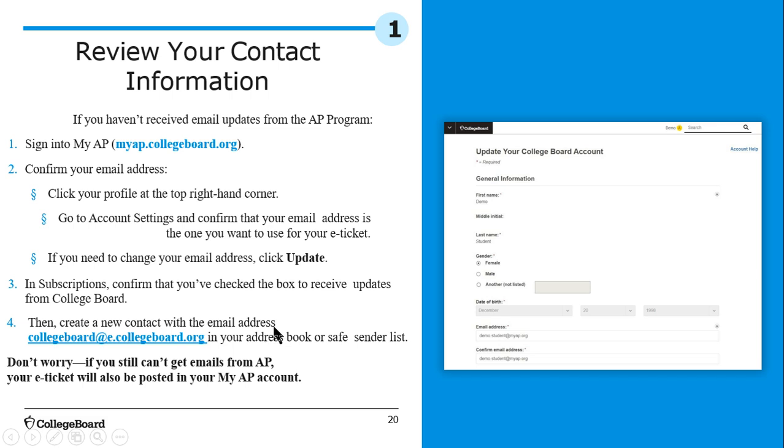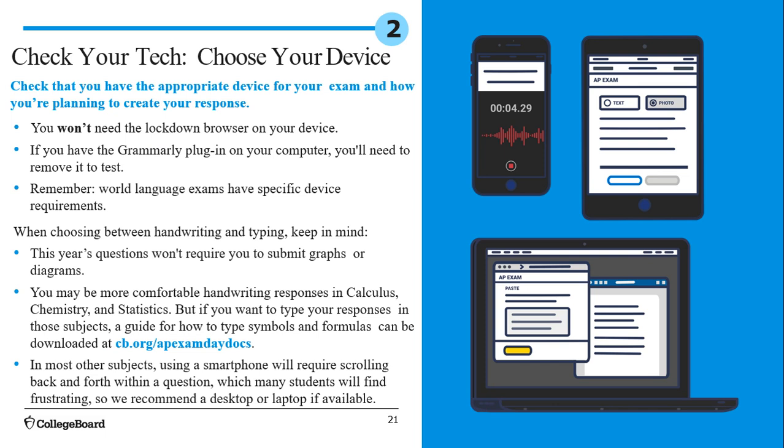Don't worry, if you still can't get emails from AP, your e-ticket will also be posted to your My AP account. You want to receive those updates though, but see if you can, and check that subscription thing. All right, check your tech.